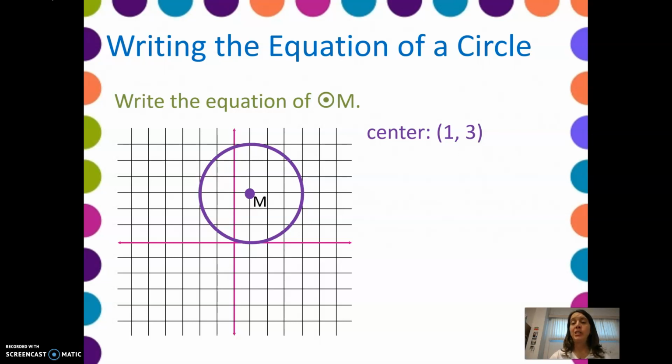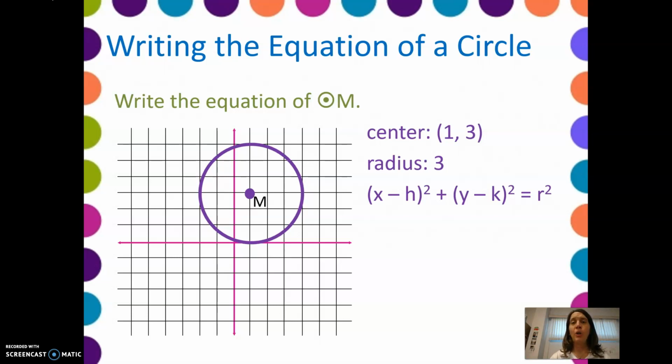How many spaces do I need to move to get to the outside of that circle? I need to move a radius of 3. Now that I know the center and I know the radius, we're going to look at that equation that does involve a different center: (x minus h) squared plus (y minus k) squared is equal to r squared.